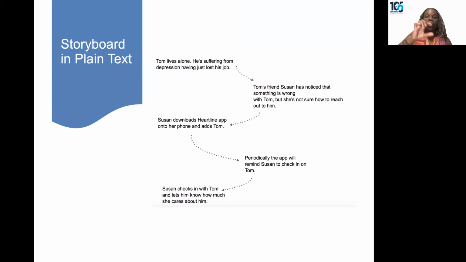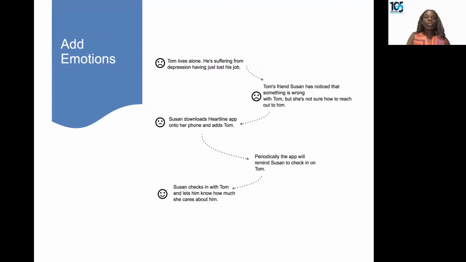So each one of these is like the tagline for the images that you want to represent. And so then you add emotions. So Tom living alone, that's a sad emotion. Susan's concerned, that's also a sad emotion. She downloads this app, right? Susan checks in with Tom, knows he's good. She feels happier. She's in a better state of mind, right?